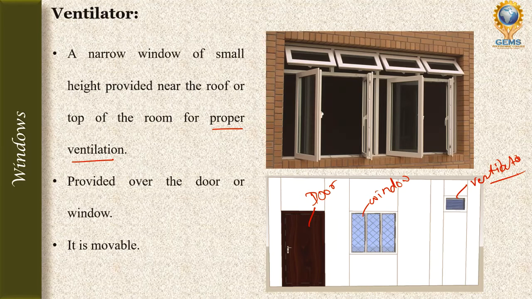Where it will be provided is over the door, we can provide it here also, or over the window like this. These ventilators will be movable ventilators, like a pivoted window. What do pivoted windows mean? These windows can move vertically and horizontally. We will see this in the coming slides.